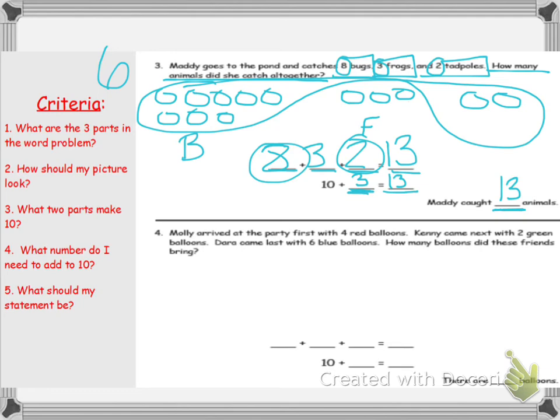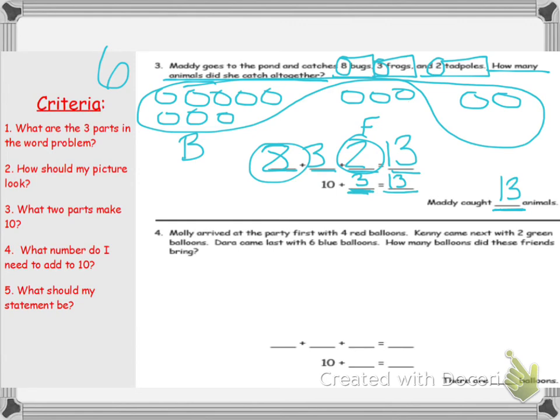Molly arrived at the party first with 4 red balloons. Kenny came next with 2 green balloons. Dara came last with 6 blue balloons. How many balloons did these friends bring? I'm going to read it again. Do cubes. Molly arrived at the party first with 4 red balloons. Kenny came next with 2 green balloons. Dara came last with 6 blue balloons. How many balloons did these friends bring?